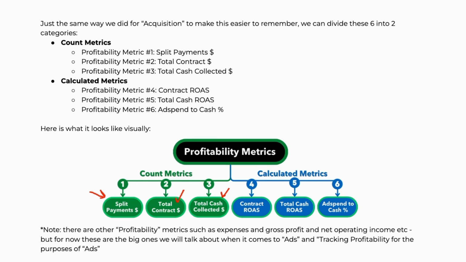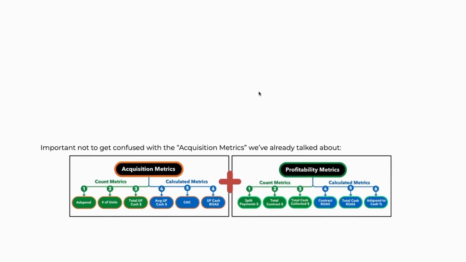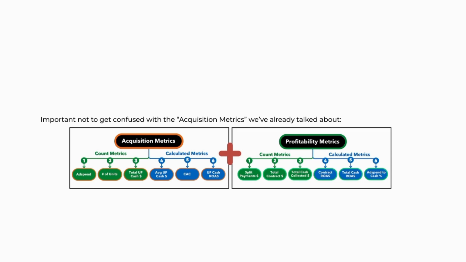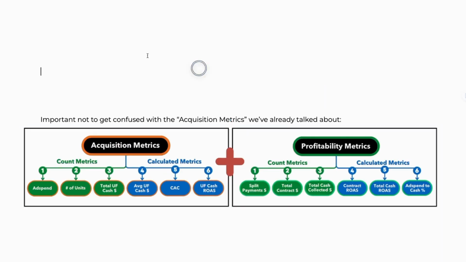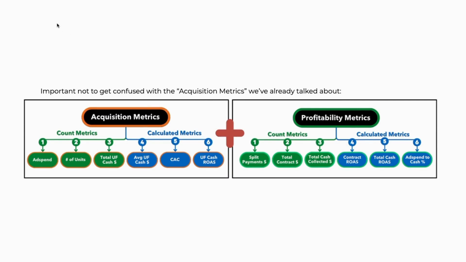Now, the other very big and important piece to this is that we do not want to get confused with the acquisition metrics that we talked about, okay? That's the reason why we created this different diagram. Let me make it a little bit bigger for you so you can see. It is color-coded differently: acquisition metrics are orange on the left side, and profitability metrics are green on the right side. So even though there are 6 and 6 and count and count, these are acquisition count metrics, these are profitability count metrics, and then we have the calculated metrics based off of that, but they are telling us different metrics and different KPIs for different things, okay?